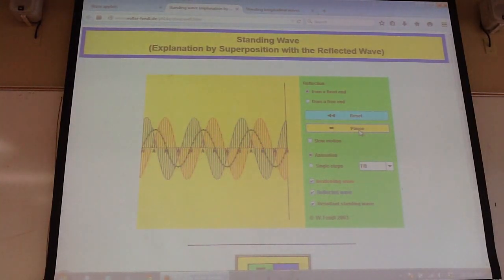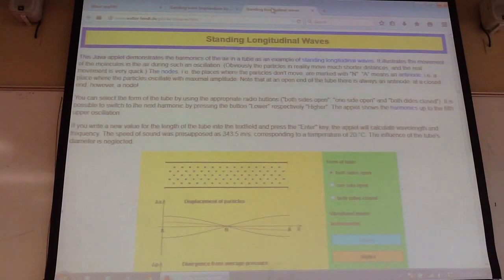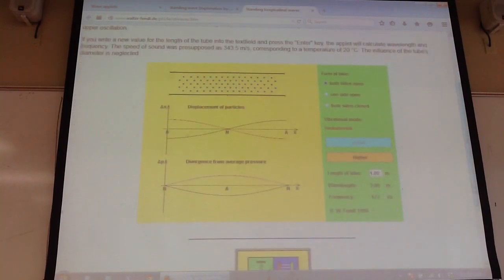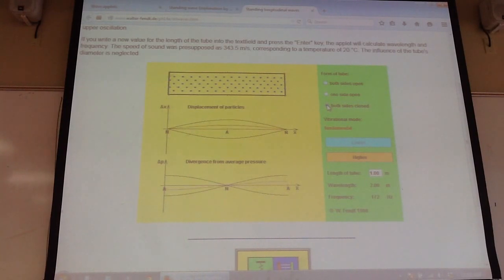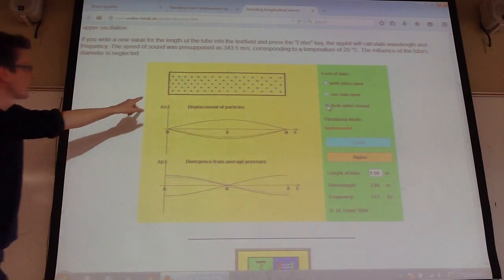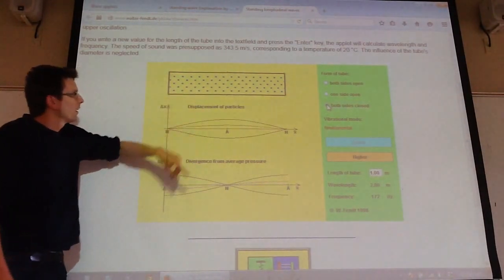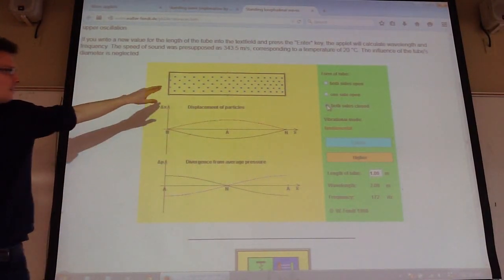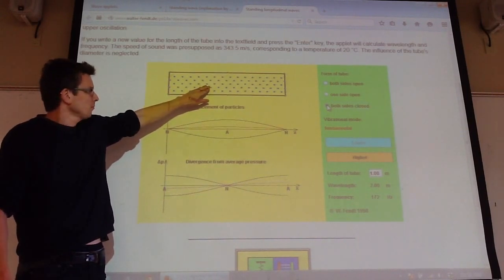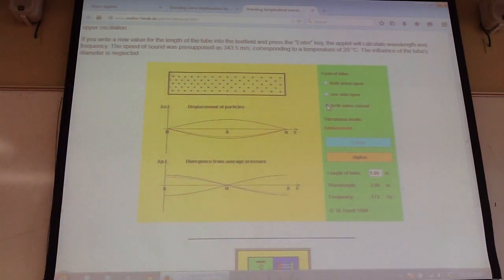So let me show you a standing wave of sound. If I go over here, let me show you this one first. So this would be a pipe with both ends closed, okay? This is what the actual molecules are doing. And that's your standing wave. So what do we have?